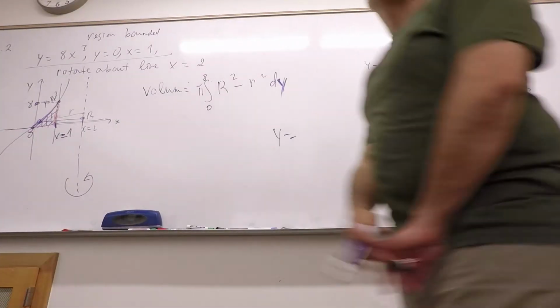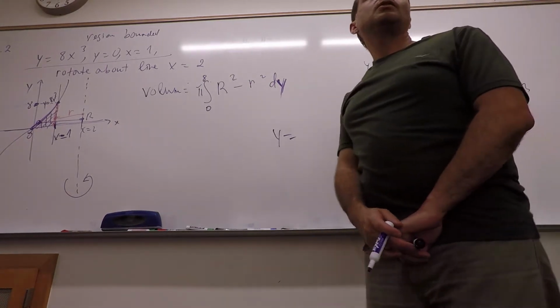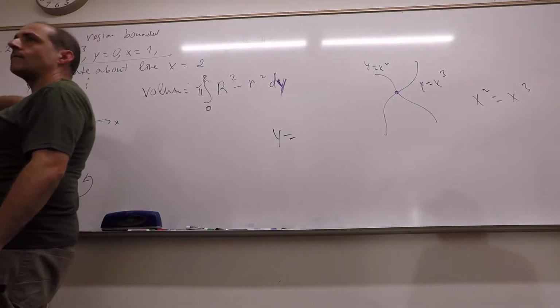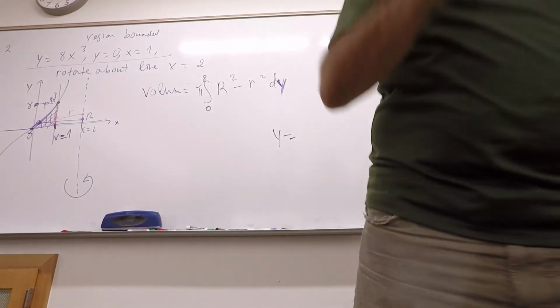If the axis of rotation is on the negative side, it doesn't matter negative or positive. It's just vertical or horizontal, like a y-axis or x-axis. Are we okay with that? Now we're going to continue.